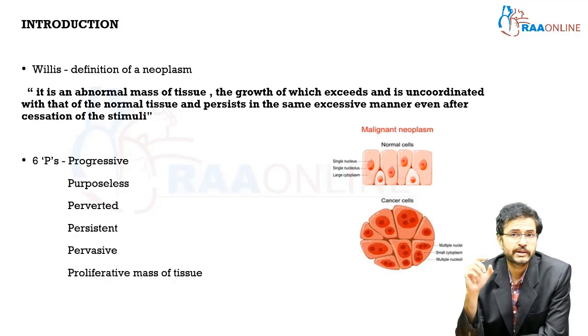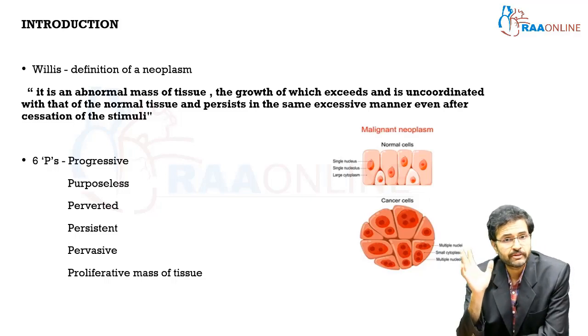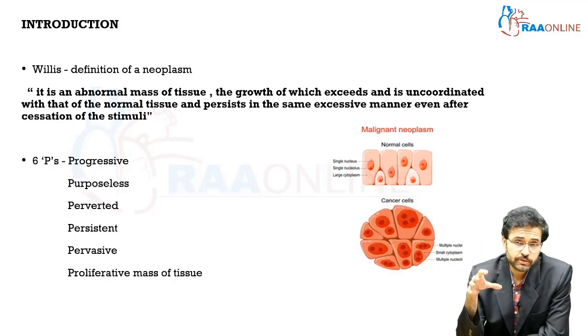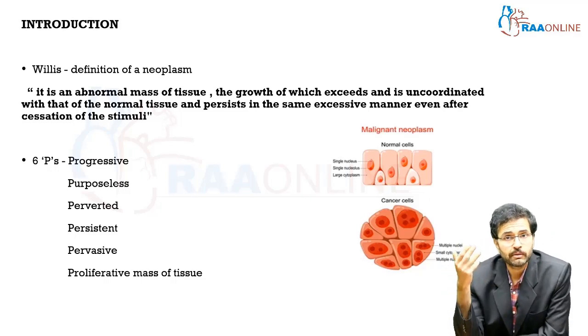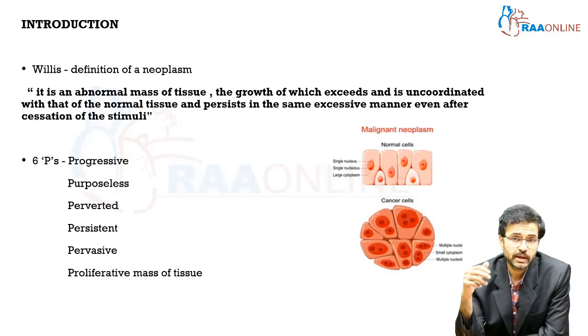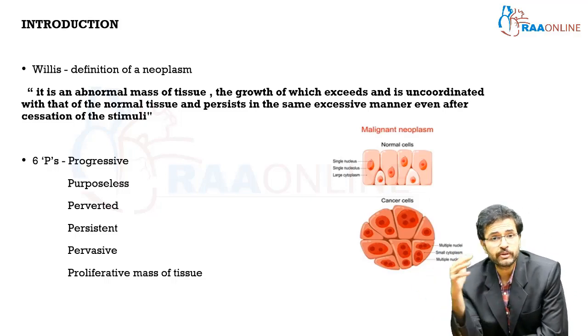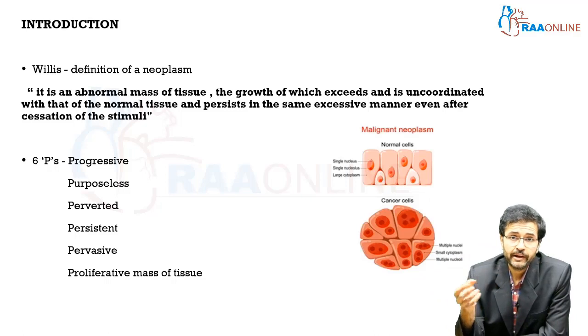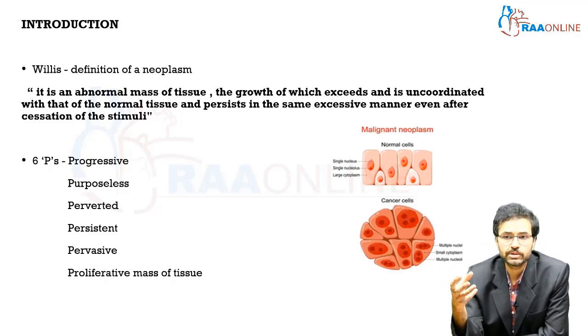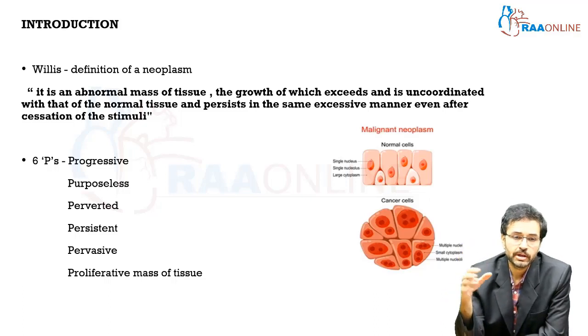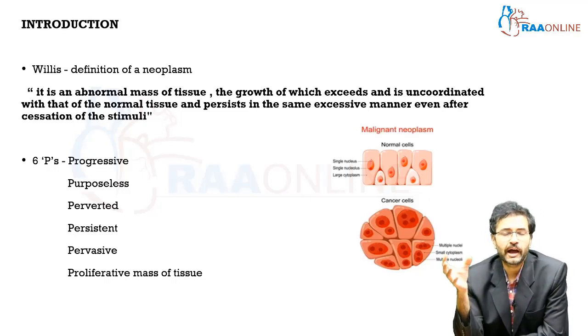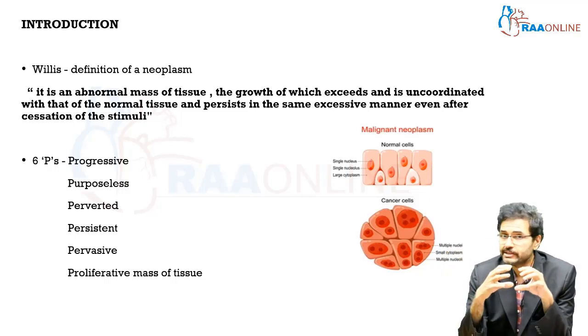So each component of this definition is important, because basically neoplasm is an abnormal mass of tissue, and more often than not the growth of this mass of tissue exceeds its own blood supply and its own capabilities, and it is uncoordinated when compared to the surrounding normal tissue, and the inciting factor which produces this exaggerated growth, even if it is stopped or it is removed, this growth continues. So all components of a neoplasm have been brought together in this definition.